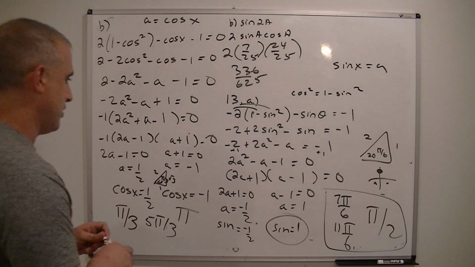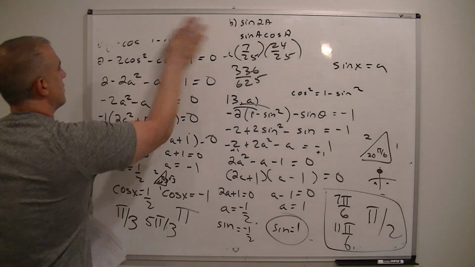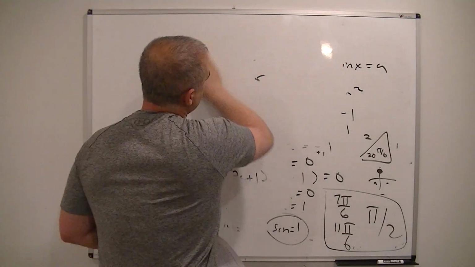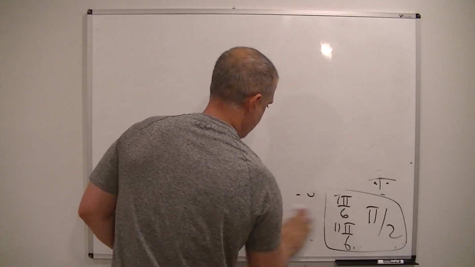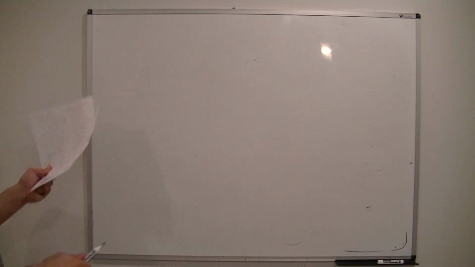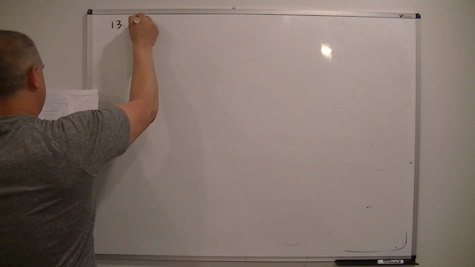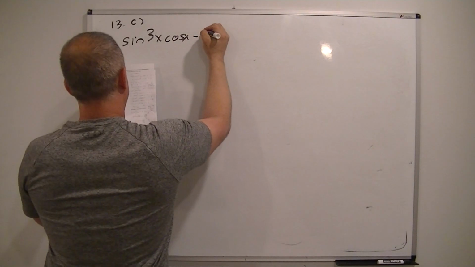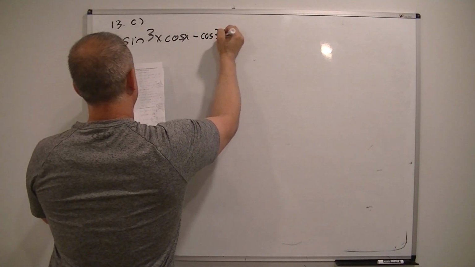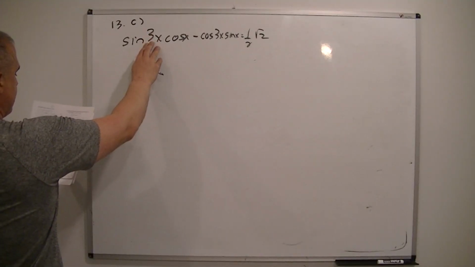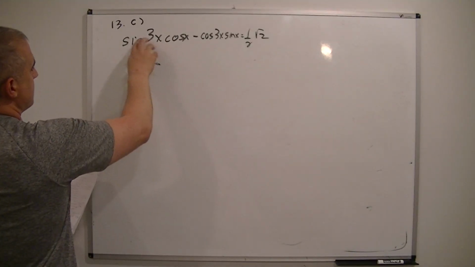Moving on to the last 2 questions, 2 parts. All right, last 2 parts. 13C. I got sine 3x cosine of x minus cosine of 3x sine of x equals basically 1/2 square root of 2. Okay? Well, what you have to identify is that basically this is a sum and difference formula.